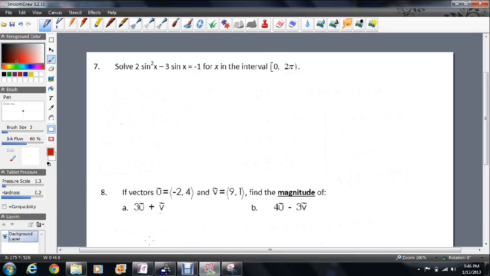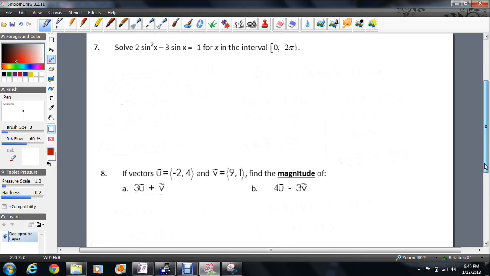Okay, so let's go ahead and take a look at number 7. There are two ways to solve number 7, one by hand and one on the calculator. I'll go ahead and show you the way by hand first, because if they ask for exact values, you're going to need to be able to do it by hand. If they ask for approximate values, you can just use your calculator.